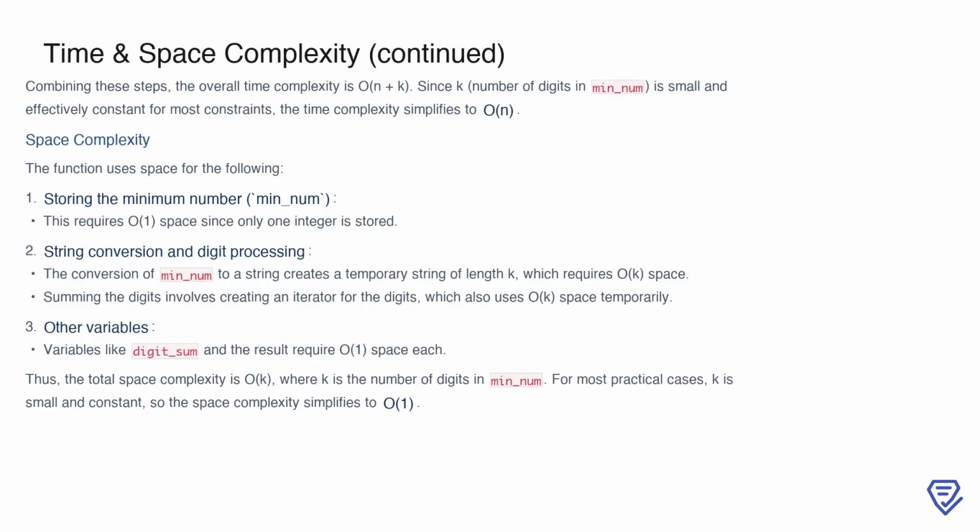Next, let's consider the space complexity. The function uses space for storing the minimum number, which requires O(1) space. Converting the minimum number to a string temporarily uses O(k) space, as the string's length corresponds to the number of digits. Additionally, summing the digits creates an iterator, which also uses O(k) space temporarily. Apart from these, other variables like digit_sum and the result only need O(1) space each. Therefore, the total space complexity is O(k), but since k is small in most cases, it simplifies to O(1).